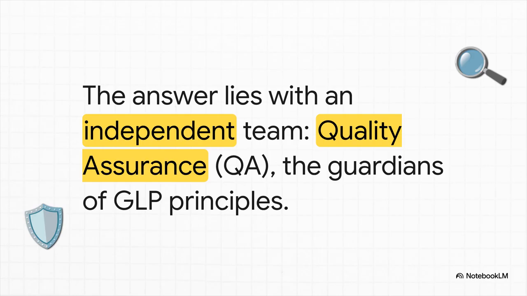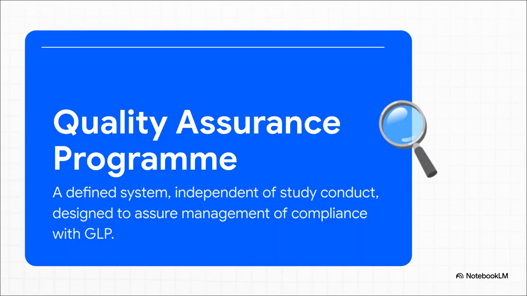Well, the answer lies with a dedicated and, most importantly, an independent team right there inside the facility. That team is the Quality Assurance Unit, or QA. You can think of them as the internal auditors, the guardians of GLP principles, providing a completely objective check on the entire study process. Okay, let's look at the official OECD definition here, because it highlights two really crucial things.